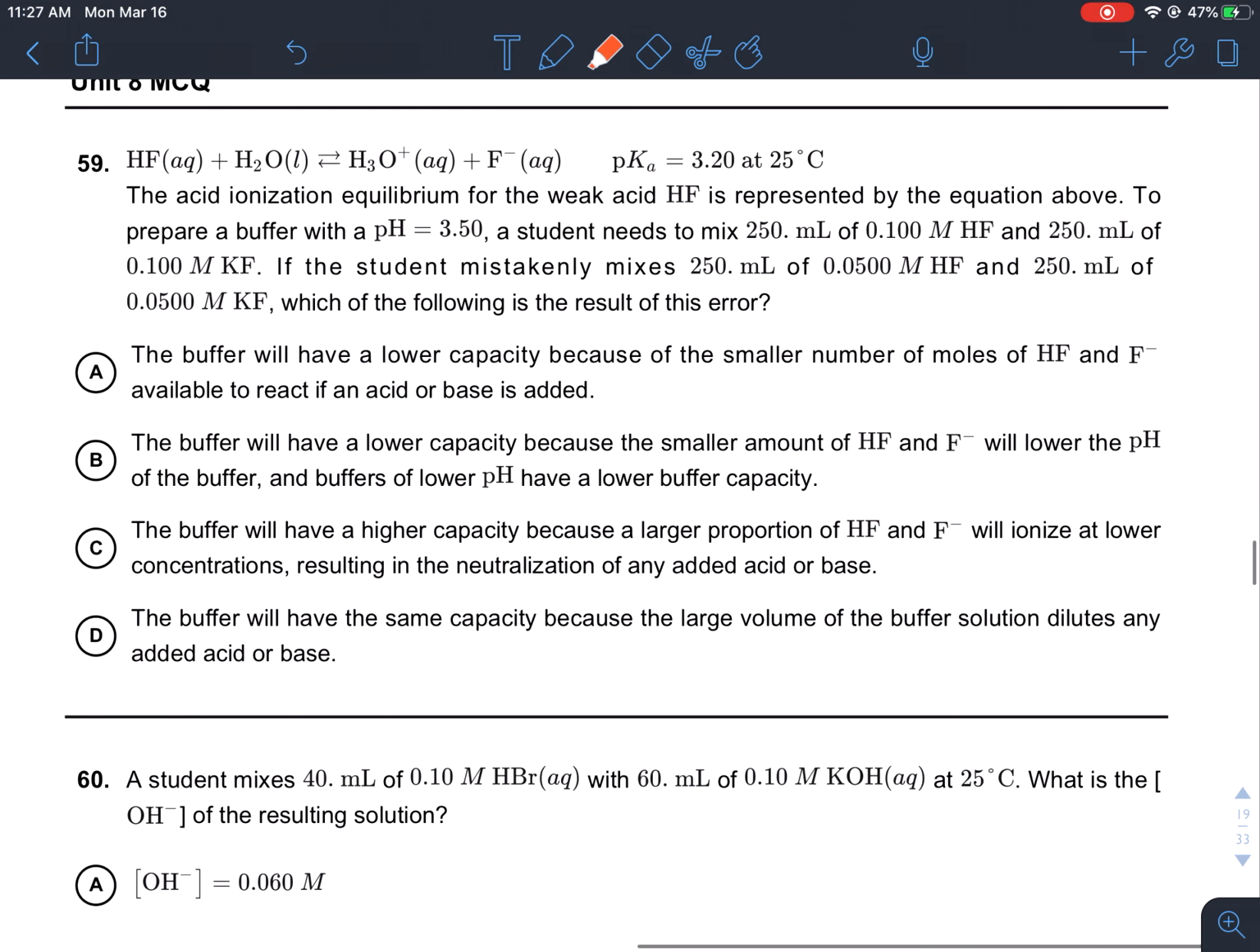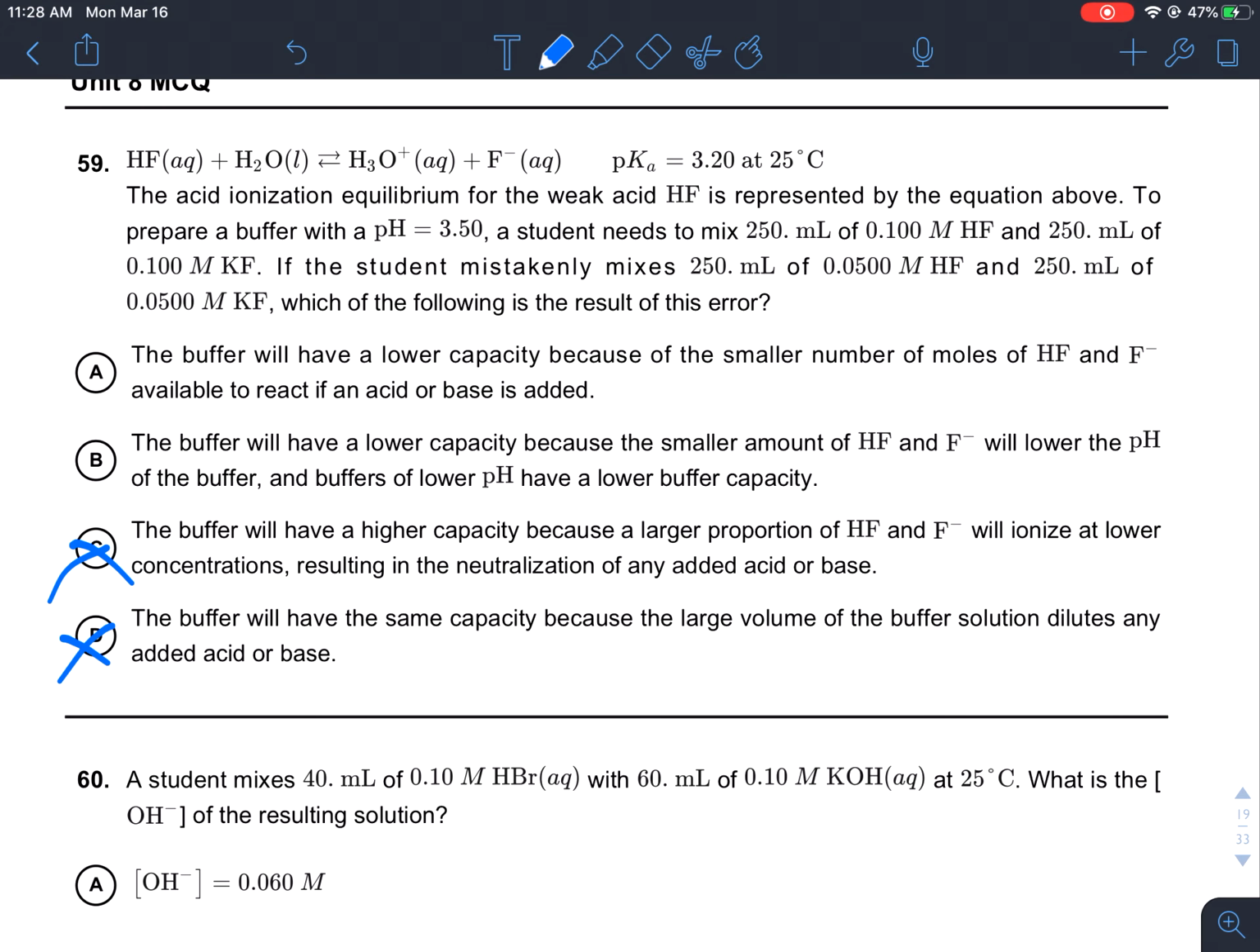Concept question. The acid ionization equilibrium for the weak acid HF is represented by the equation above. To prepare a buffer with a pH of 3.5, a student needs to mix 250 milliliters of 0.1 molar HF and 250 milliliters of 0.1 molar NaF. So he has a buffer solution. If the student accidentally does 250 milliliters of 0.05 and 200 milliliters of 0.05, it's not going to change the pKa or the pH, but it's just not going to buffer as much. So the answer is not C or D. It has to be between A and B.